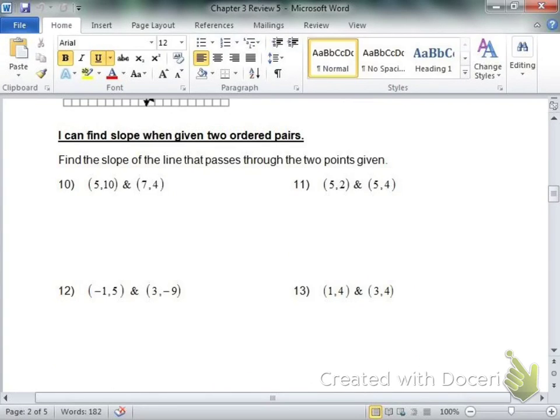The next one says, I can find slope when given 2 ordered pairs. So remember, slope is M. When you're given 2 ordered pairs, this is very similar to rate of change, actually the exact same as rate of change: you subtract the y's on the top and the x's on the bottom.